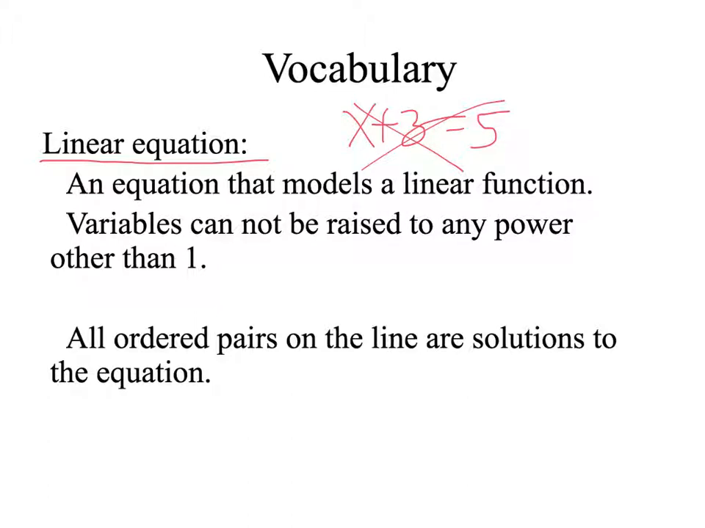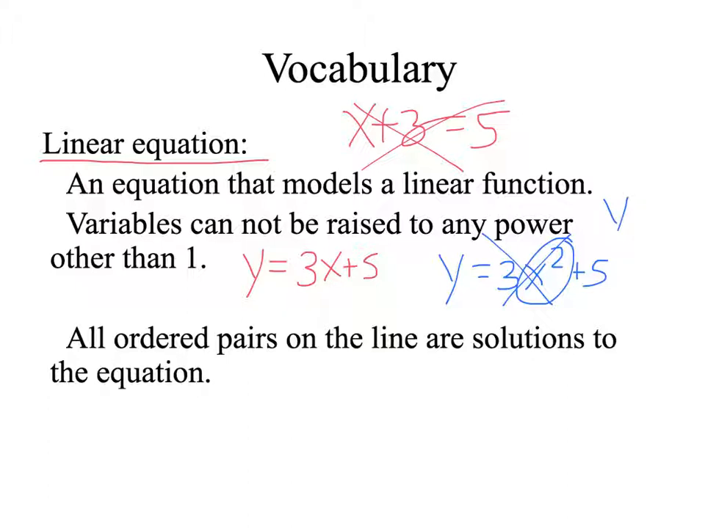And variables cannot be raised to any power other than 1. So something like this, y equals 3x plus 5, that's a linear equation. But something like this, y equals 3x squared plus 5, that's not linear because you're raising the variable to the second power. And anything that's like x cubed, anytime the variable is raised to an exponent, it would be non-linear.